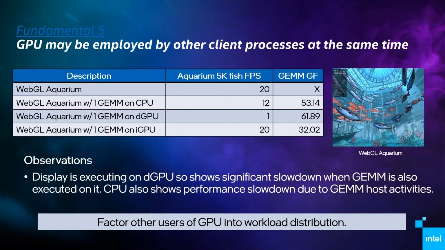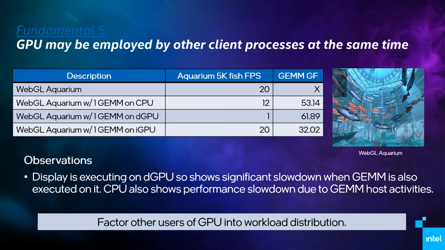I then ran WebGL Aquarium with one GEM on the CPU. What I noticed was that the performance, the frames per second of the Aquarium, dropped to 12. And the GEM gigaflops performance was 53.14. I then decided to run that one GEM on the discrete GPU, which by the way was also coordinating the display on the system. And what I saw here was performance went substantially down for the Aquarium. It went down to 1 frame per second because much of the discrete GPU was being used to run GEM at the same time, with 61.89 gigaflops.